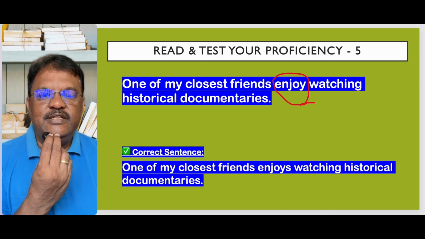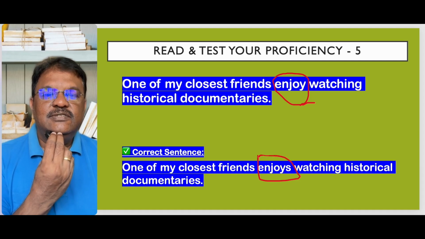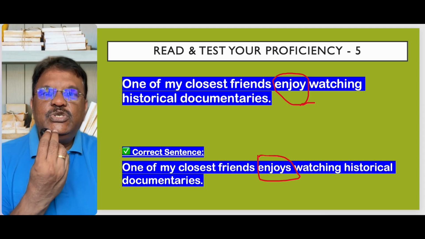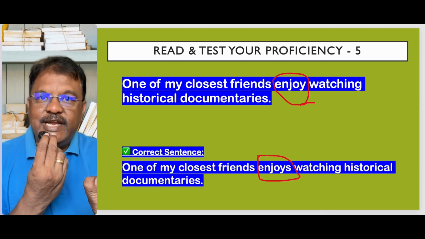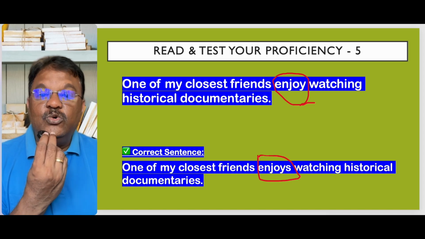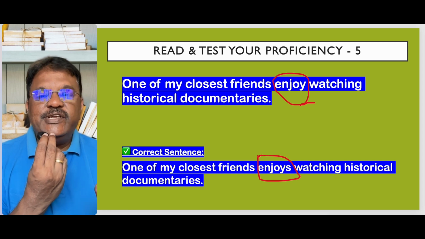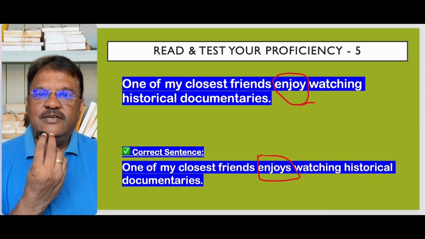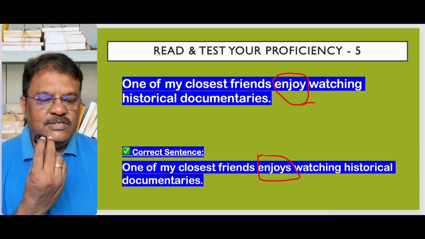Like here, what you see in the right sentence. Look at this. Enjoys. The letter S is added to the present tense verb. So the right way of writing this sentence is this. One of my closest friends enjoys watching historical documentaries. Did you get it? Right. Let's move to our next sentence.